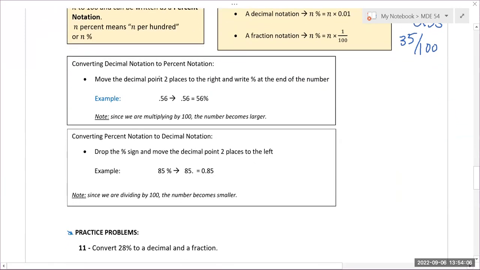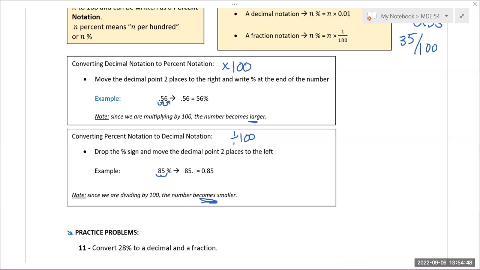Now, an easy way to do it is if you're converting decimal to percent, you can multiply it by 100, move the decimal over twice. It becomes bigger. If you're going backwards, percent to decimal, move the decimal twice, but it becomes smaller. So essentially decimal to percent, you're multiplying by 100, so you're taking that decimal and going 1, 2. Whereas percent to decimal, you're dividing by 100, so you're taking it and going 1, 2. Decimal to percent, number gets larger. Percent to decimal, number gets smaller.